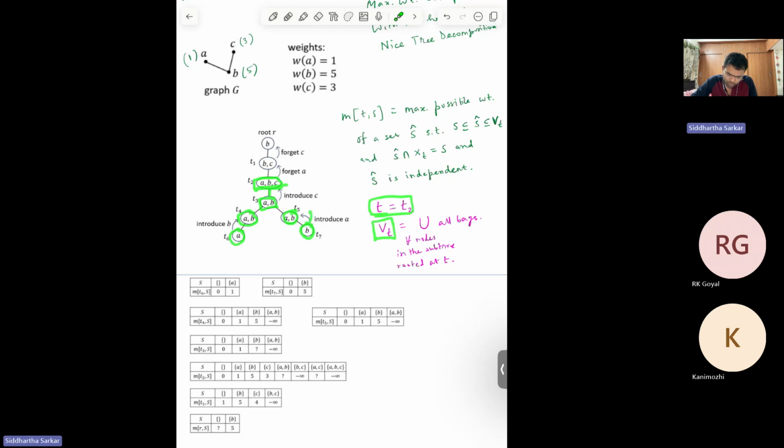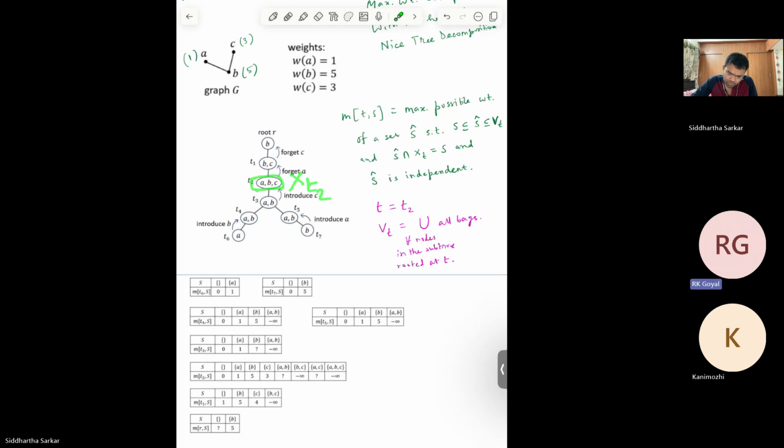Yes. Then all these bags contain so many nodes. These nodes together is VT. Yes. And only the bag of T is XT.